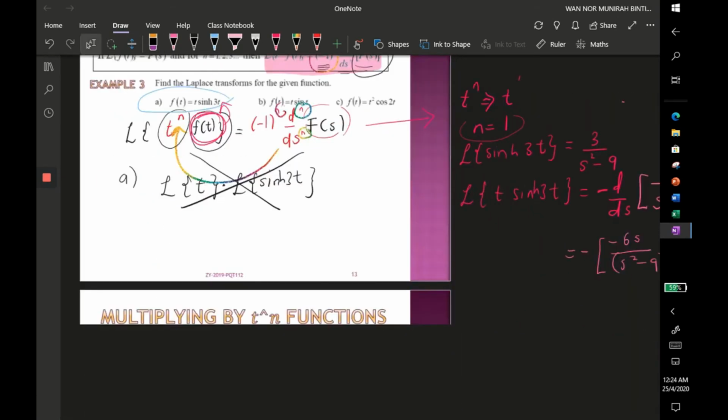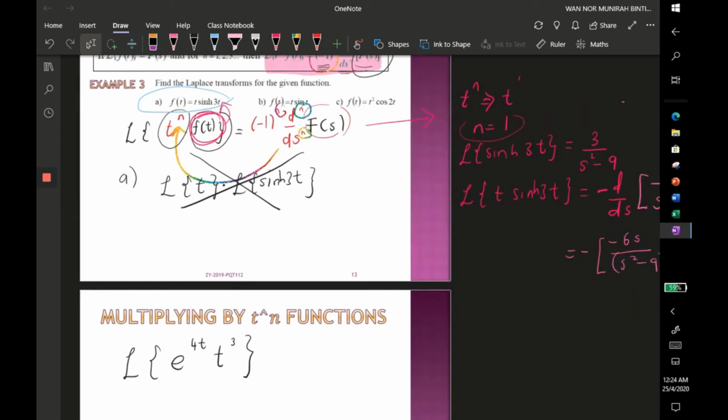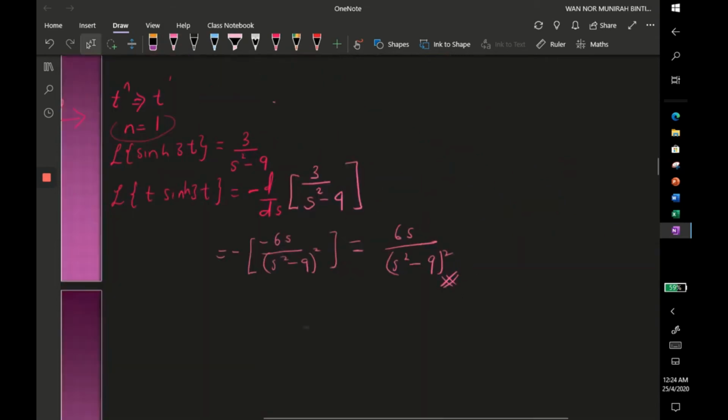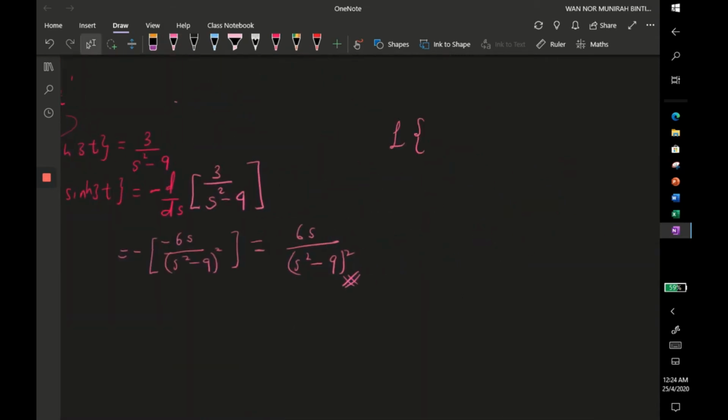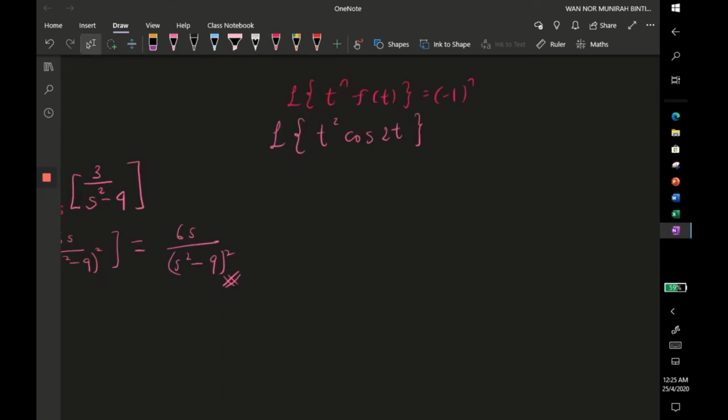So if you have t to the power of 1 it is quite easy, but let's say you have t squared. The idea is you need to differentiate your F(s) twice, right? So what is the question just now? t squared cos 2t. You have to take the Laplace transform of t squared cos 2t. If we refer to the definition just now, we have Laplace of t to the n f(t) equals negative 1 to the n, differentiate your F(s) n times. So we read it like that.